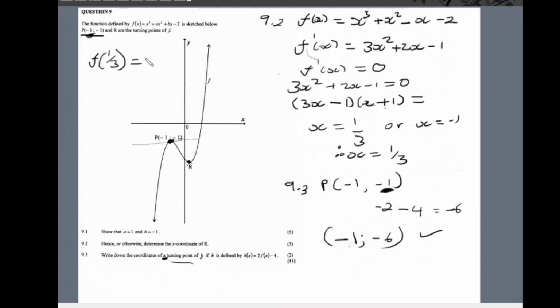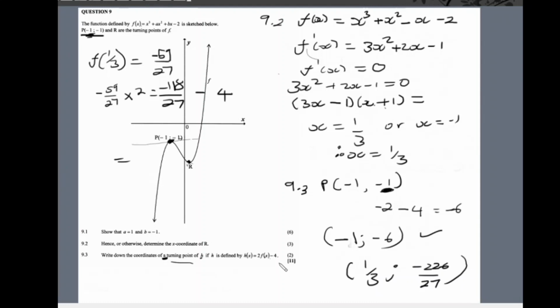This will be equal to, if you check your calculator and substitute 1 over 3 in that function, you'll get that the y coordinate of R is minus 59 over 27, right? If you say minus 59 over 27 times 2, you'll get negative 118 divided by 27, and then if you shift this 4 units down, it's equal to minus 226 divided by 27. So the other coordinate of the turning point of h can be 1 over 3, minus 226 divided by 27, right? So that is how you do it.